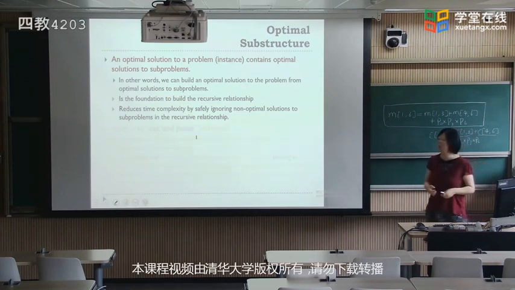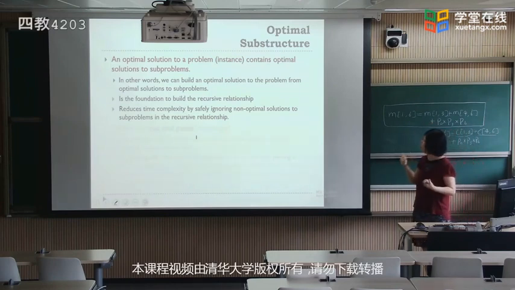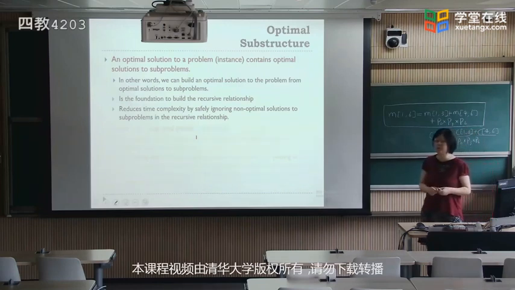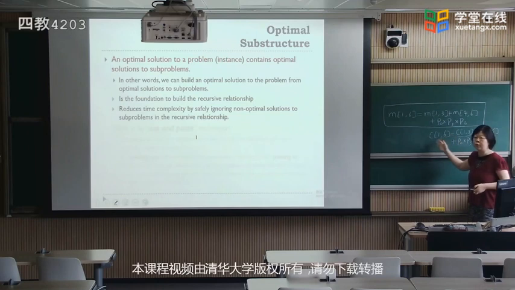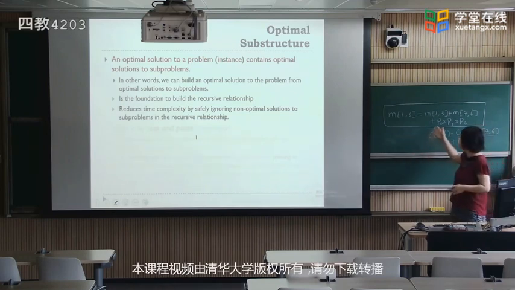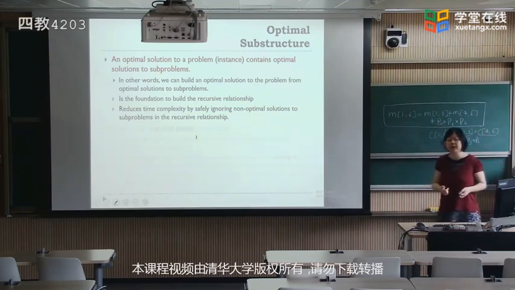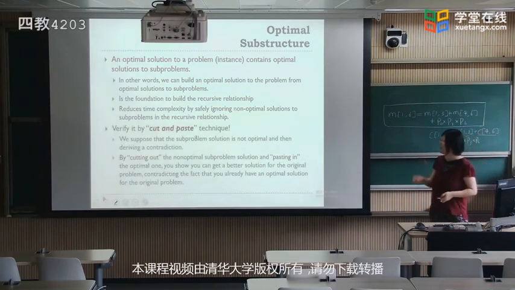This is the foundation to build this recursive relationship, and this property can reduce time complexity by safely ignoring non-optimal solutions to subproblems in this recursive relationship. So this optimal substructure property is very important for us to set up the recurrence. And before you can do so, you have to verify whether the problem you are solving actually satisfies this optimal substructure property. And the technique we use is called cut and paste.